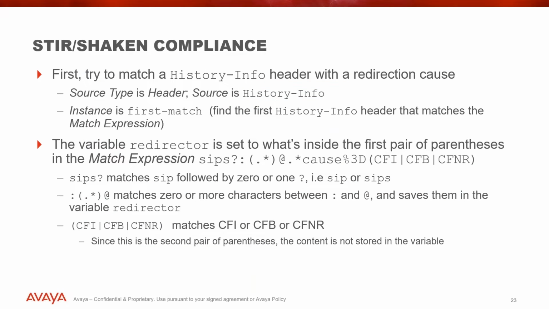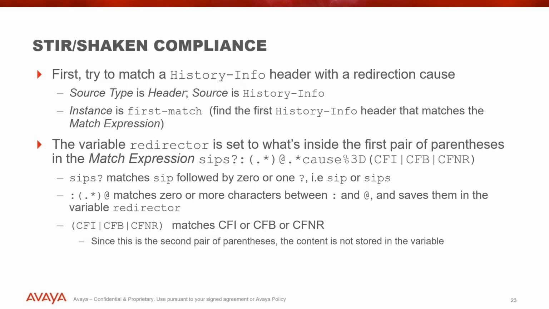First thing we're going to do is try to match a history info header with a redirection cause. The source type is header, the source is history info, and the instance is going to be first match. So I want to find the first history info that matches the match expression and use that one to populate my variable. I could use something other than first match. There are other instances I could specify. In this case, I just want to use the first one that matches.